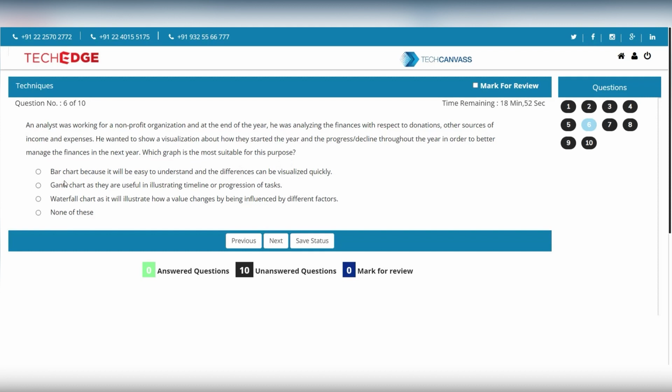Option A, bar chart, because it will be easy to understand and the differences can be visualized quickly. Option B, Gantt chart, as they are useful in illustrating timeline or progression of tasks. Option C, waterfall chart, as it will illustrate how a value changes by being influenced by different factors. Option D, none of these. So I will go with option C and let's check the correct answer.